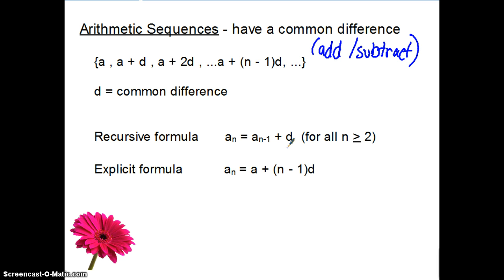Explicitly, or in other words, a formula that we could just plug in the term number that we're looking for, is a sub n equals a plus n minus 1 times d. And again, that example that we did where we only added the 2 99 times comes from this formula here. Okay, so that is an explicit formula where if I wanted the 77th term, I could just plug in a 77 and plug in my starting number and very quickly figure that out.